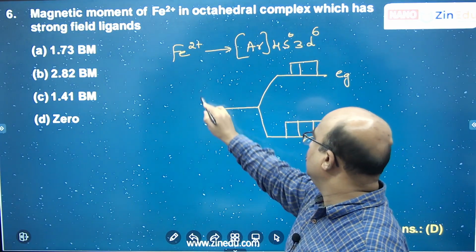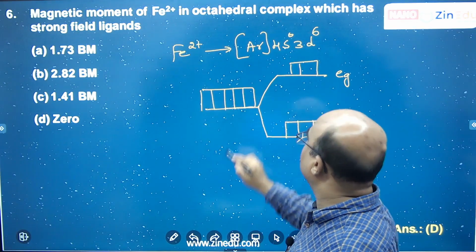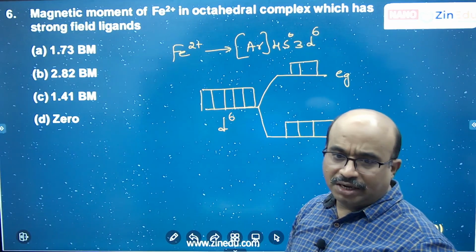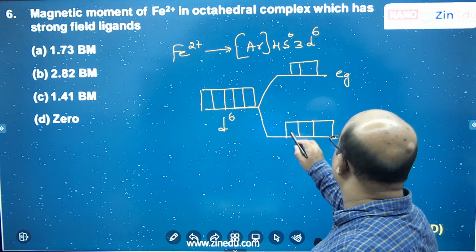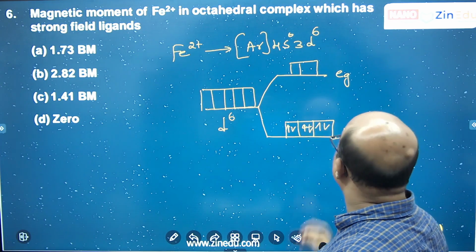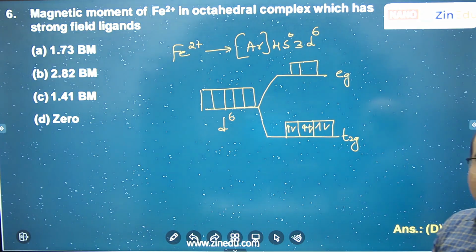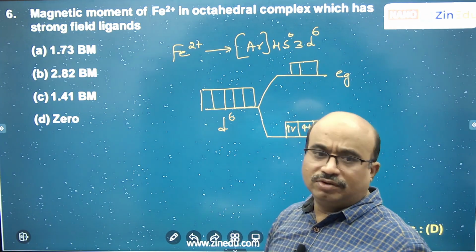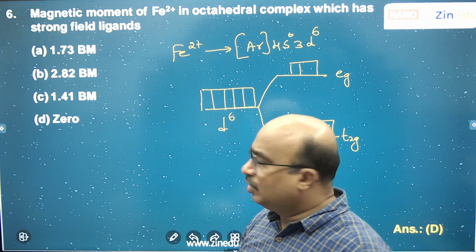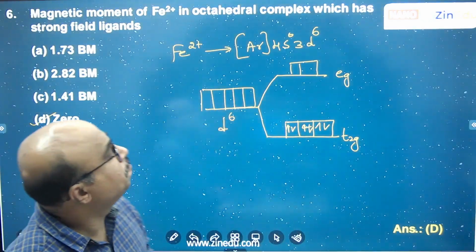So we have totally 6 electrons here, t2g6 configuration. So in a strong field ligand, the pairing of electrons takes place. So you'll see 6 electrons will be paired. Therefore, the magnetic moment, which is not a spin only magnetic moment, because the number of unpaired electrons is 0. Is it clear?